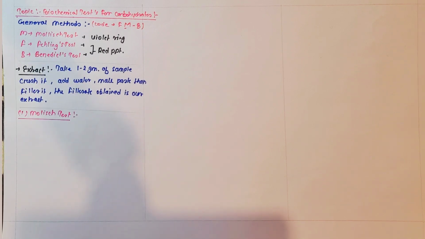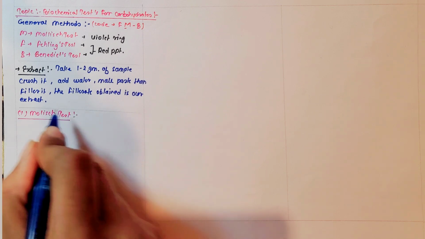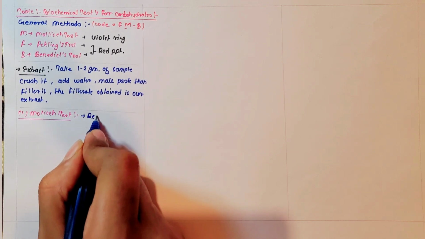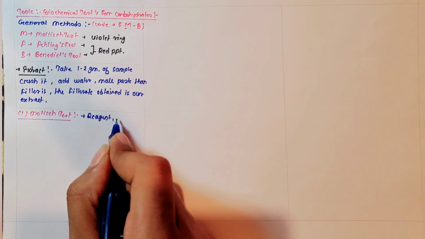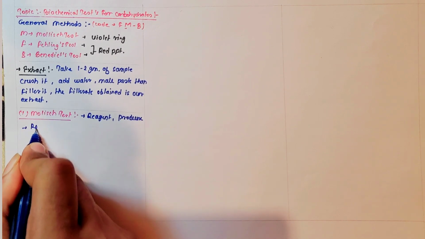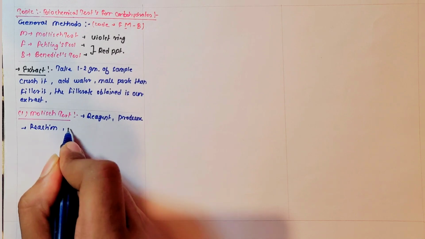So let's talk about the experiment, the Molisch test. When we have to talk about this test, there are certain subtopics, like what is the reagent used, the Molisch reagent. Then there is a procedure, how we are going to do this test. Then there is its chemical reaction and the principle. So the core things that we have to understand are the reagent, the procedure, the chemical reaction, and the principle.